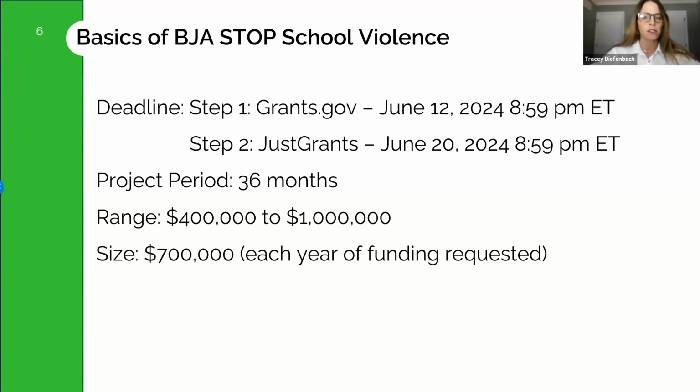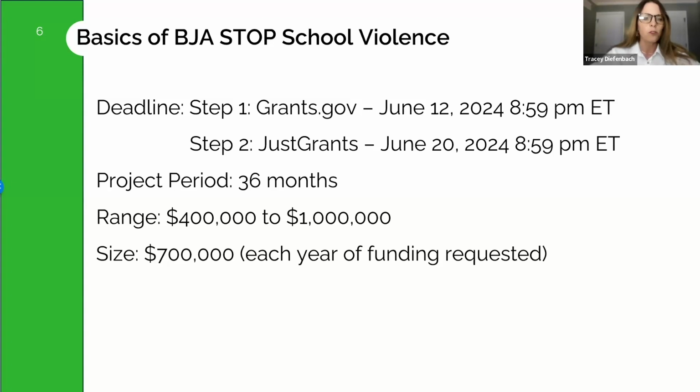Step 2 is the Just Grants deadline. This is April 3rd, 2025, and the time is 8:59 p.m. Eastern Time. This is the full application submission in Just Grants, which includes all of the application components, such as the narrative, attachment, budget, etc. Step 1 must be completed as soon as possible in order to be able to log in and gain access to the Just Grants system.